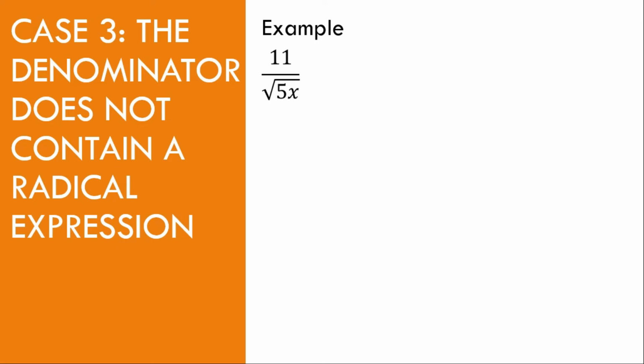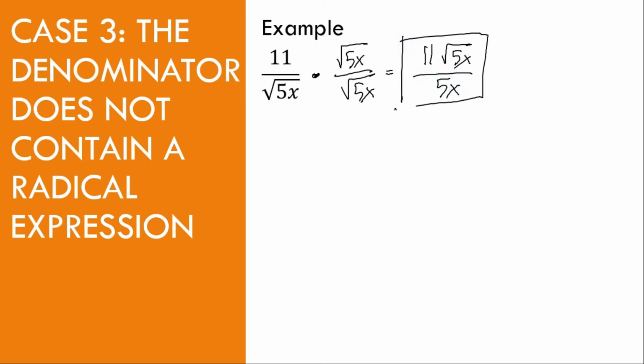Okay, another example. We have 11 over square root of 5x. So, multiply nyo lang yan sa fraction ni square root of 5x. Since square root naman yan, no? Then, multiply, you will have 11 square root of 5x over 5x. And this will be your final answer kasi hindi nyo na yan masisimplify.